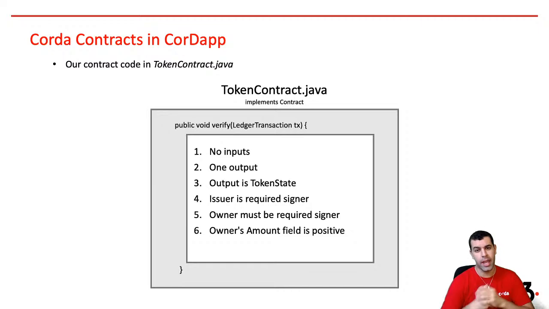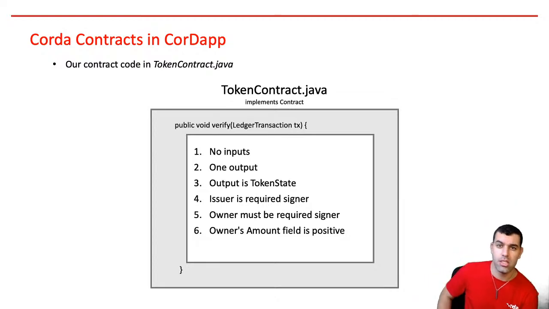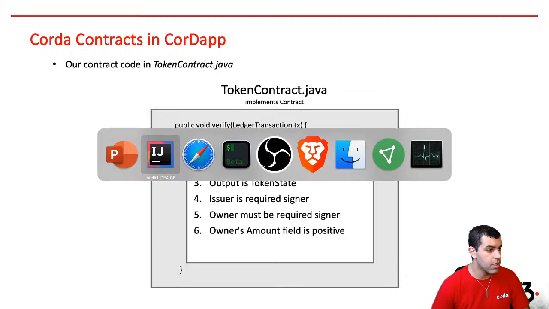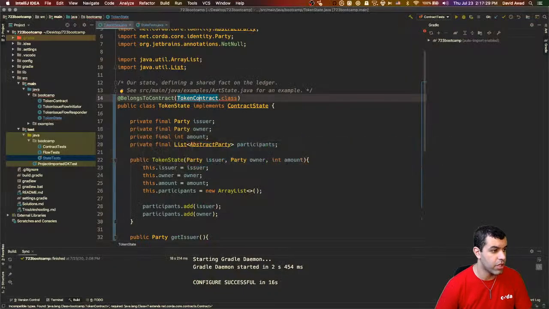So the rules we're going to add to our token contract are somewhat straightforward. There's no inputs. There's only one output state, which is you having the thing that I just issued to you. The output has a specific data type within Java, a token state class. The issuer must be a required signer. The owner must be a required signer. And the owner's amount field must be positive. I cannot issue a negative amount of currency or really anything else. There are other times where you can use negative integers, and this is entirely up to you on your use cases. So, assuming all of that is good, I'm going to then jump back into IntelliJ and we'll start implementing.